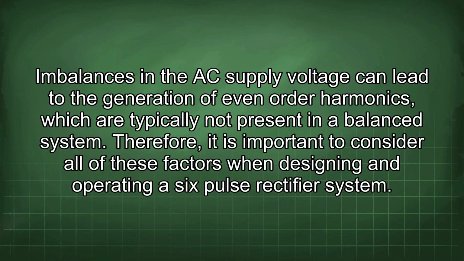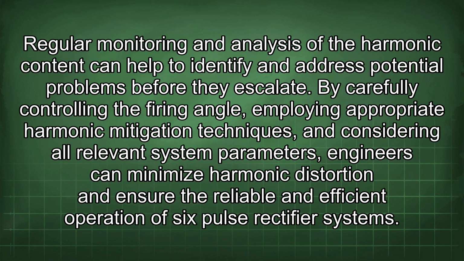Imbalances in the AC supply voltage can lead to the generation of even-order harmonics, which are typically not present in a balanced system. Therefore, it is important to consider all of these factors when designing and operating a 6-pulse rectifier system. Regular monitoring and analysis of the harmonic content can help to identify and address potential problems before they escalate. By carefully controlling the firing angle, employing appropriate harmonic mitigation techniques, and considering all relevant system parameters, engineers can minimize harmonic distortion and ensure the reliable and efficient operation of 6-pulse rectifier systems.